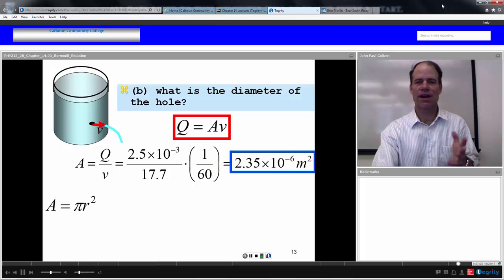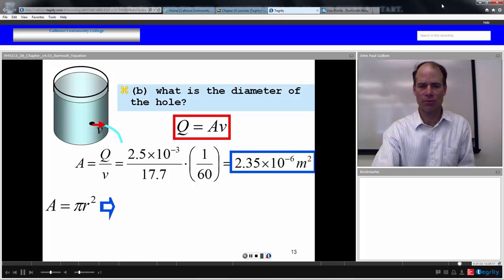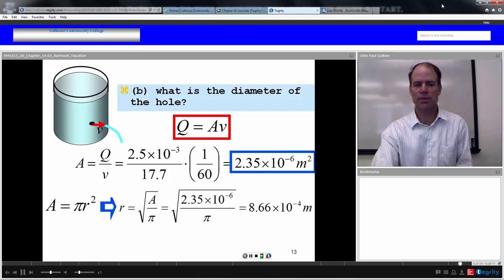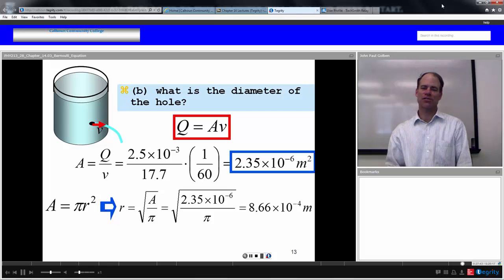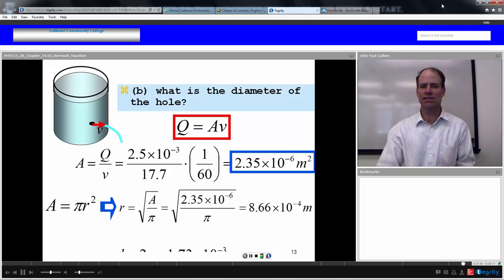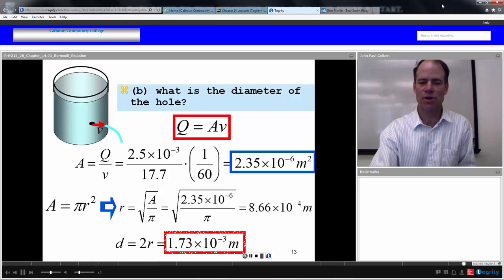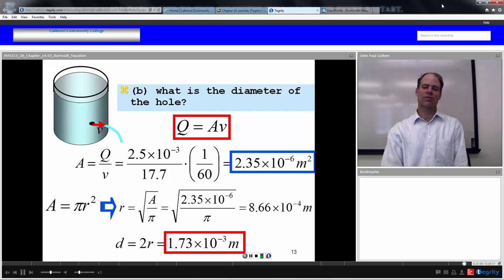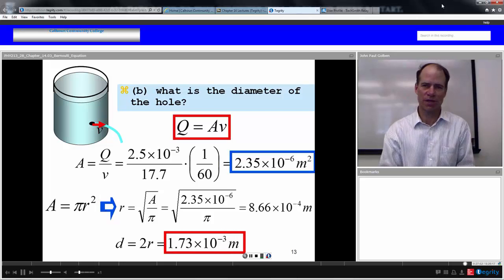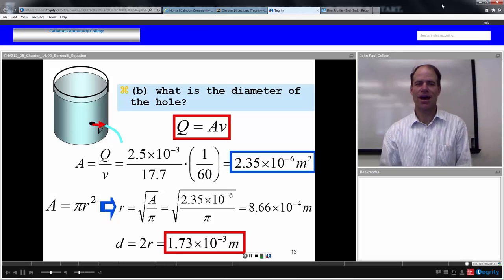Since we know the area, and area should equal pi r squared, we can find the radius of the hole. The radius should be equal to the square root of the area divided by pi. The square root of 2.35 times 10 to the minus 6 divided by pi is 8.66 times 10 to the minus 4 meters. That's the radius of the hole, so the diameter is twice that: 1.73 times 10 to the minus 3 meters, or 1.73 millimeters. That would be the diameter of the hole that's causing the flow out of the tank.